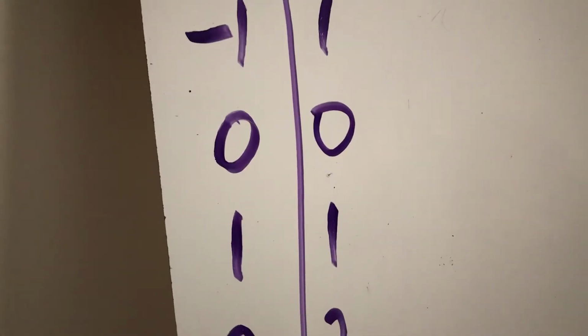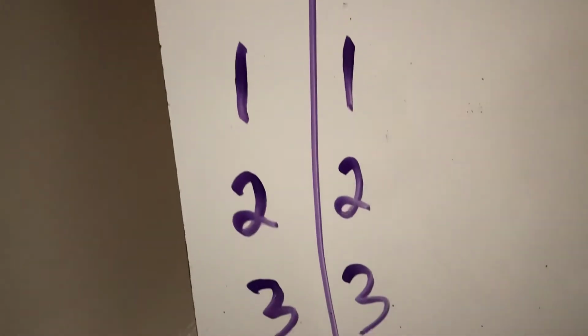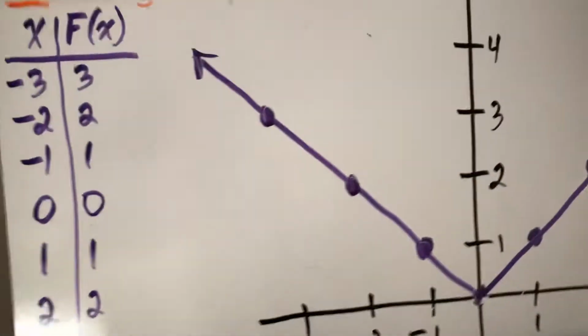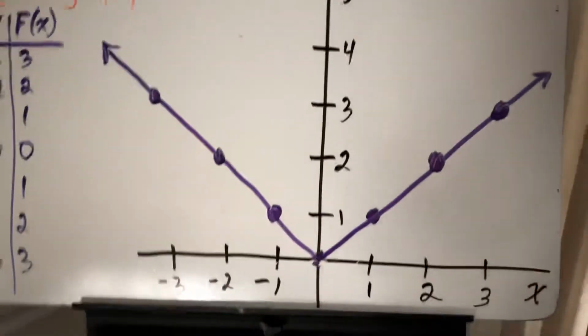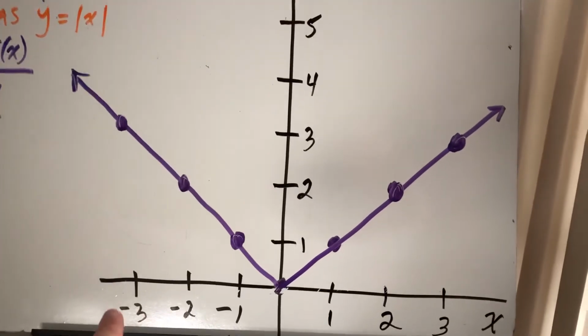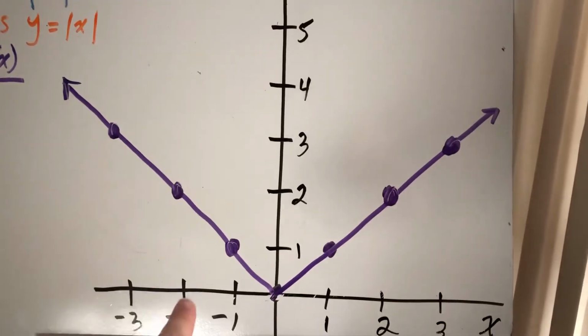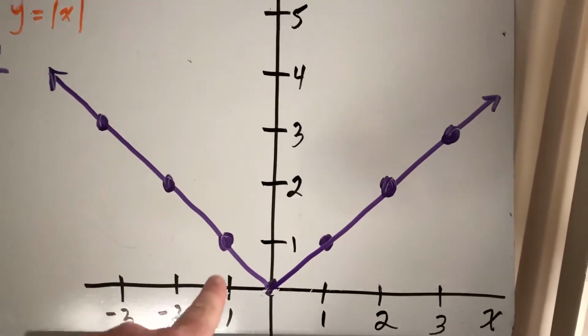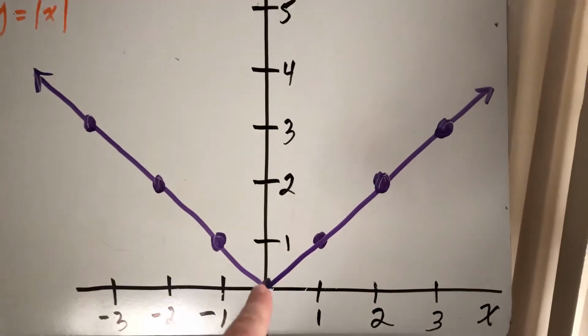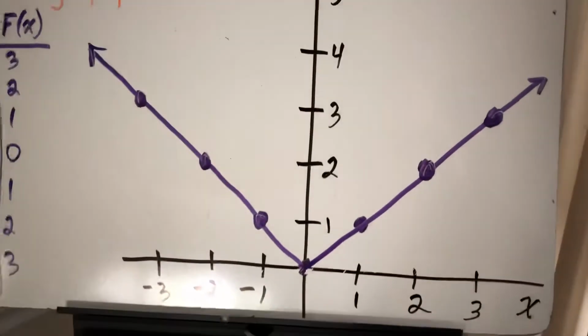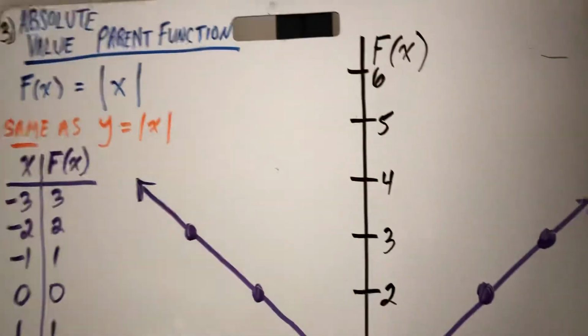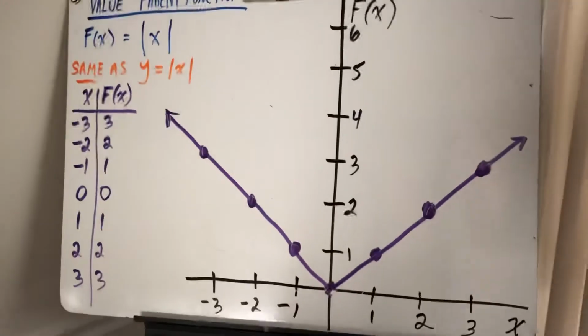Absolute value 1 is 1. Absolute value 2 is 2. Absolute value 3 is 3. So what does this look like as a graph? It looks like a V. See where negative 3, positive 3. Negative 2, positive 2. Negative 1, positive 1. 0, 0, 1, 1, 2, 2, and 3, 3. Okay? That's called the absolute value parent function.